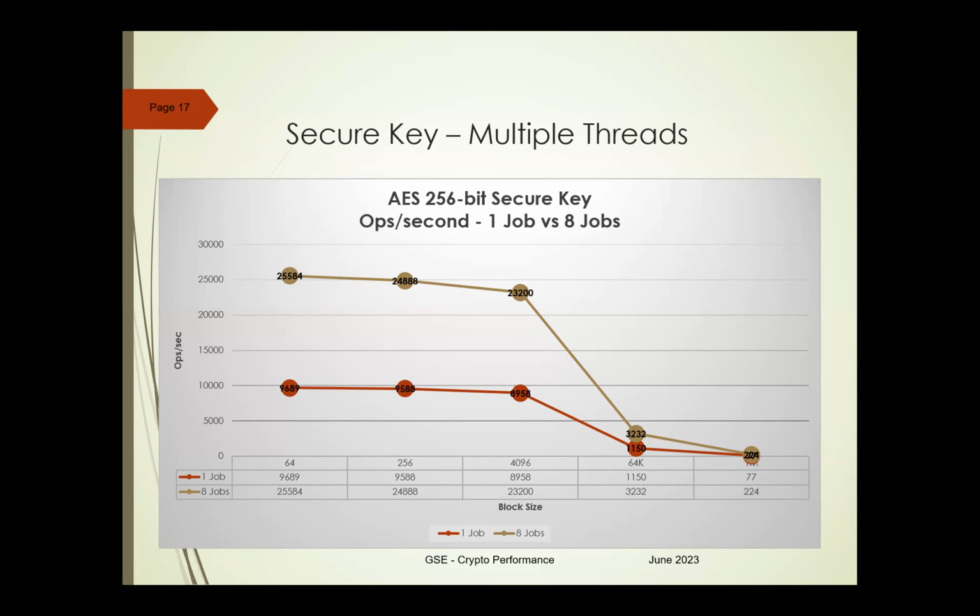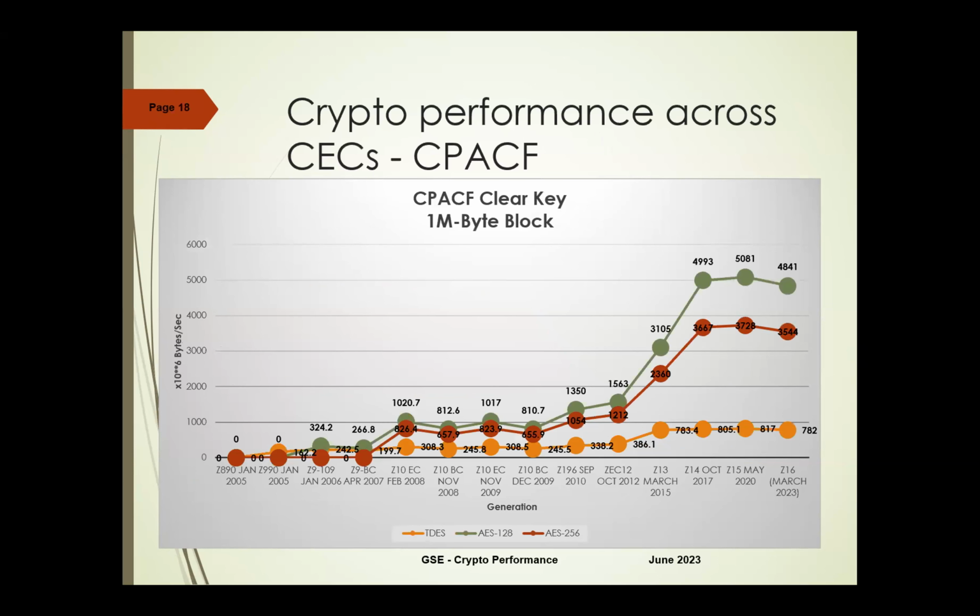Try not to just have one application sending data to the cards or sending crypto work to the cards. Have multiple apps sending work to the cards. On slide 18, this is comparing performance across multiple generations of KEX. And the point here is you probably want to be on the latest and greatest technology to be able to take advantage of the best performance.